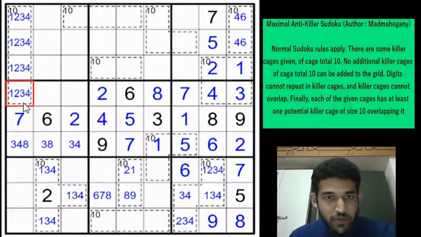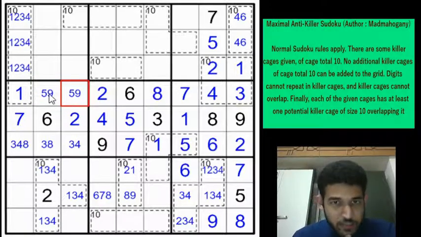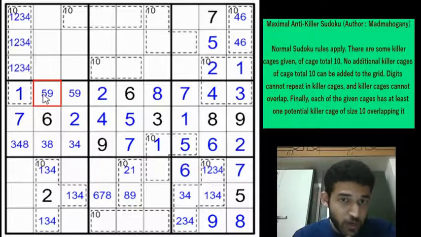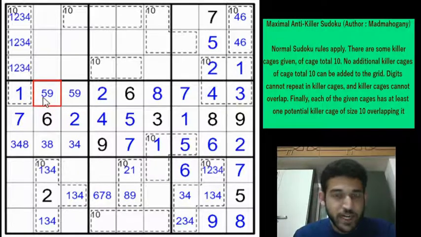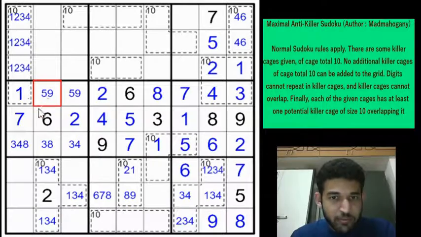And we can eliminate the 2, 3, 4 here because they are locked here. So this is going to be a 1. And remaining digits are 5 and 9. Now it's perfectly possible to have a 9 here because these two cells add up to 10 but they are overlapping with the given cage. So they can be satisfied that way. So we can perfectly have a 9 here. There is no elimination here for now.